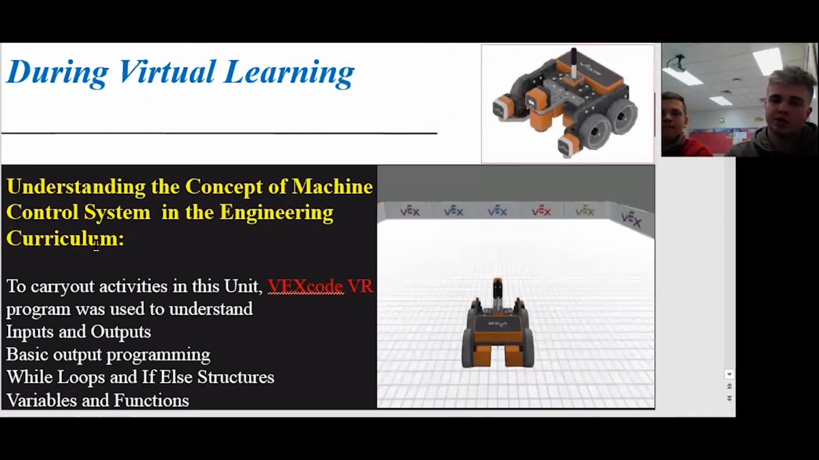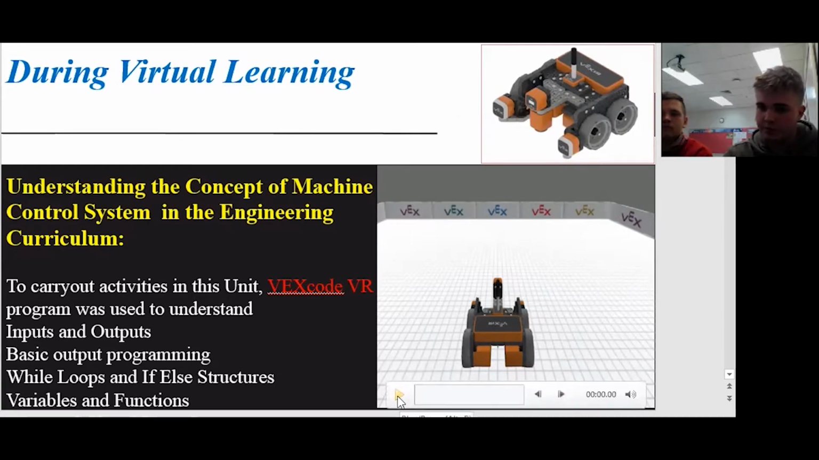Understanding the concept of machine control system in the engineering curriculum. To carry out activities in this unit, VEX Code VR was used, and in order to use this, we had to have a grasp of the concepts of engineering and outputs, basic output programming, while loops and if-else structures, and variables and functions, and this helped with the coding of the robot.